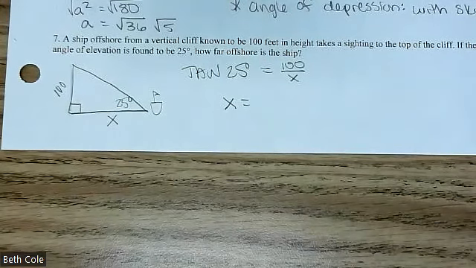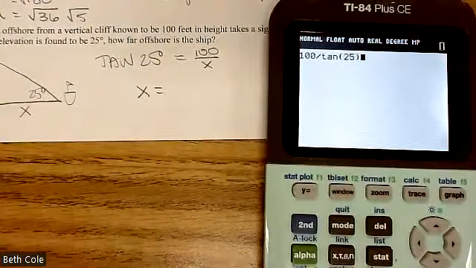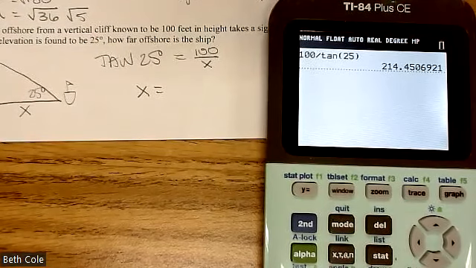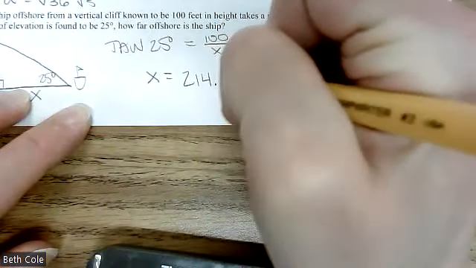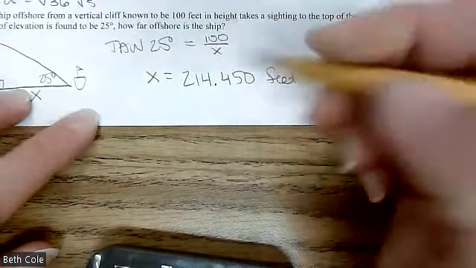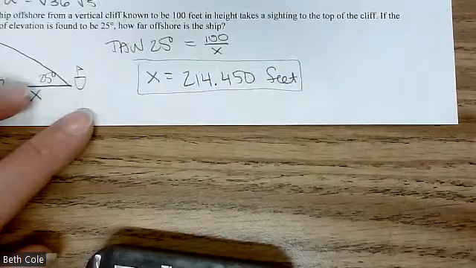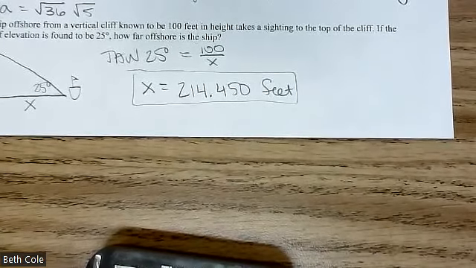And then how do you type that? Perfect. 100 divided by tangent 25. Now, does the answer kind of make sense? Well, the cliff was 100 feet high, so getting something in the hundreds makes sense. 214.450 feet. And you do need the units because it's a story problem, but don't make them up. Feet is in the problem. Did anyone get the same thing as me? I like to make sure you got the same thing because if I button push something wrong, it's going to be wrong.